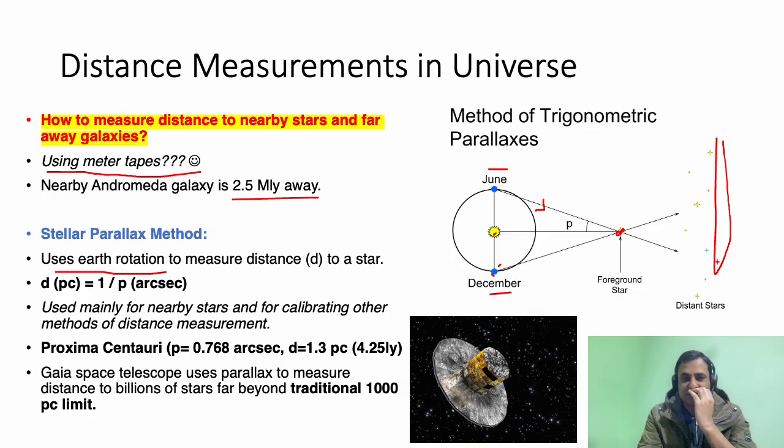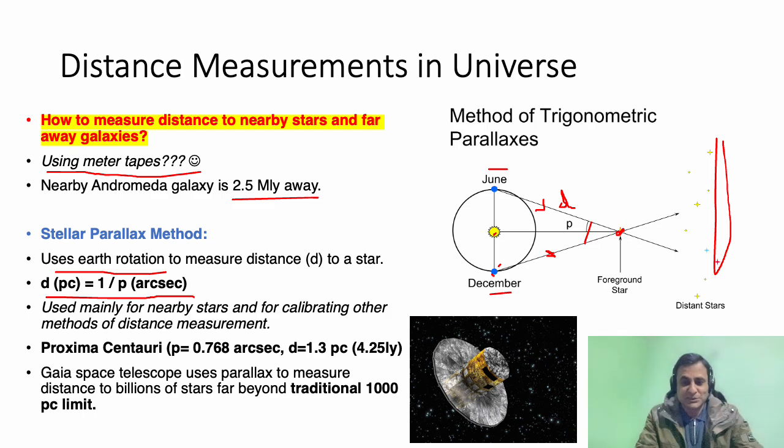Then you see that the same star is now in this direction, so you can measure this angle. Let's call the half angle P, and this distance D. Because this is a triangle, solving the triangle gives the relation that the distance in parsec is given by 1 divided by the angle in arcsec.